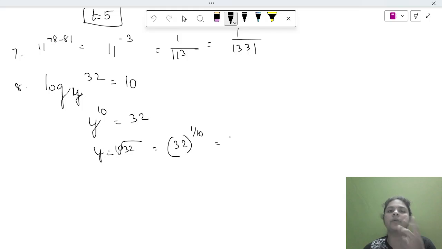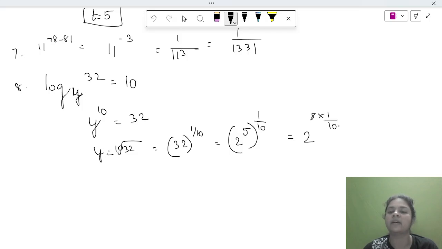Now 32 is expanded as 2 to the power 5 (2, 4, 8, 16, 32). So 2 to the power 5, the whole power 1 by 10, which can be written as 2 power 5 into 1 by 10. So cancel. So you get the answer as 2 power 1 by 2, or root 2.